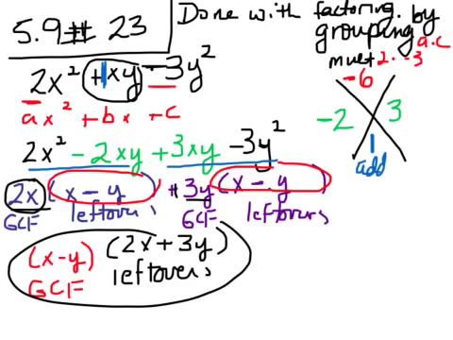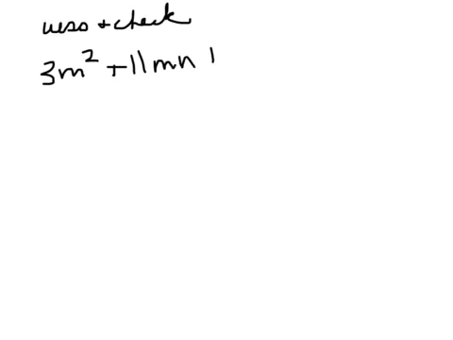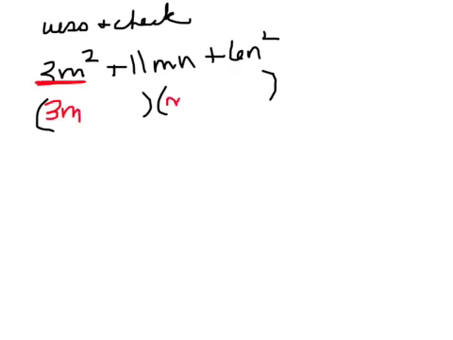For number 23, I'm going to do guess and check since I have time on the video, just because some of you are doing guess and check. So if I have 3m squared plus 11mn plus 6n squared, this isn't too hard to do by guess and check. Remember with guess and check, we know we're going to have something like this going on. One of the reasons this isn't so bad is my first term here, 3m squared, there's only one way to get it. I don't have options, so I know that's going to get written down that way.